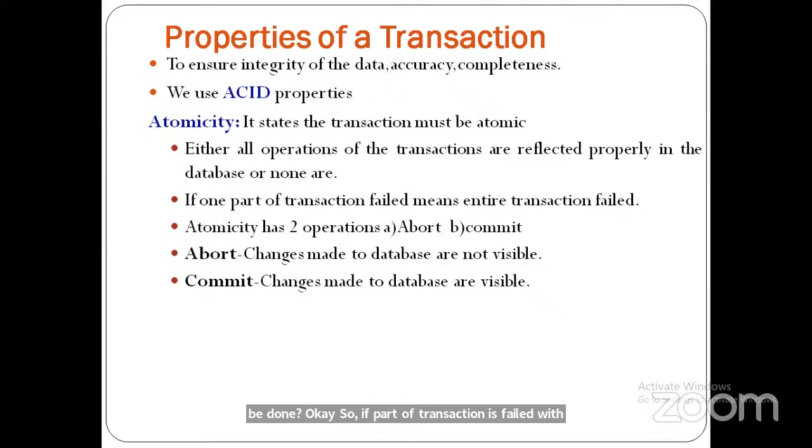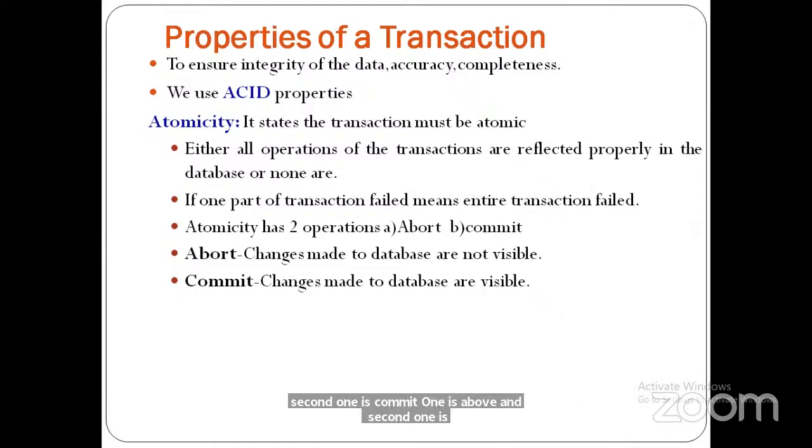So atomic means either all its operations are executed or none of the operations. We call it the all or nothing rule. Here atomicity has two operations: one is abort and the second one is commit.